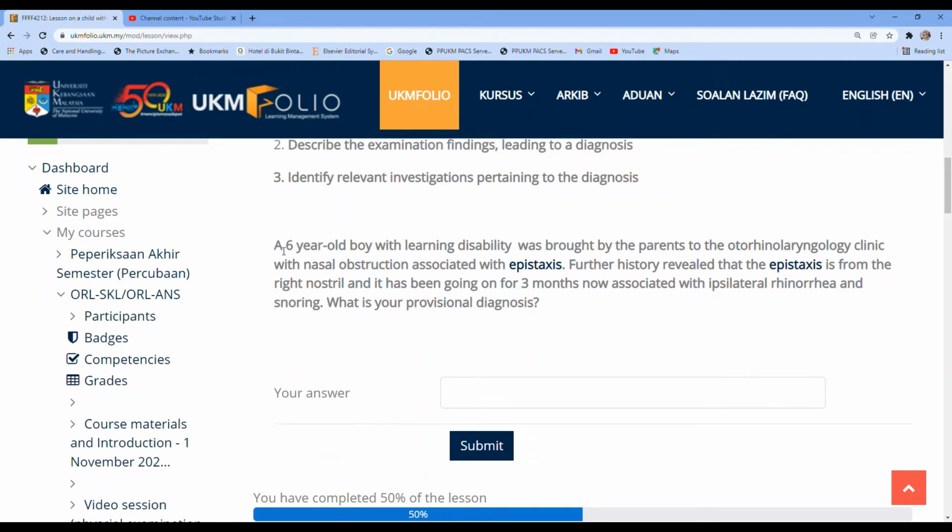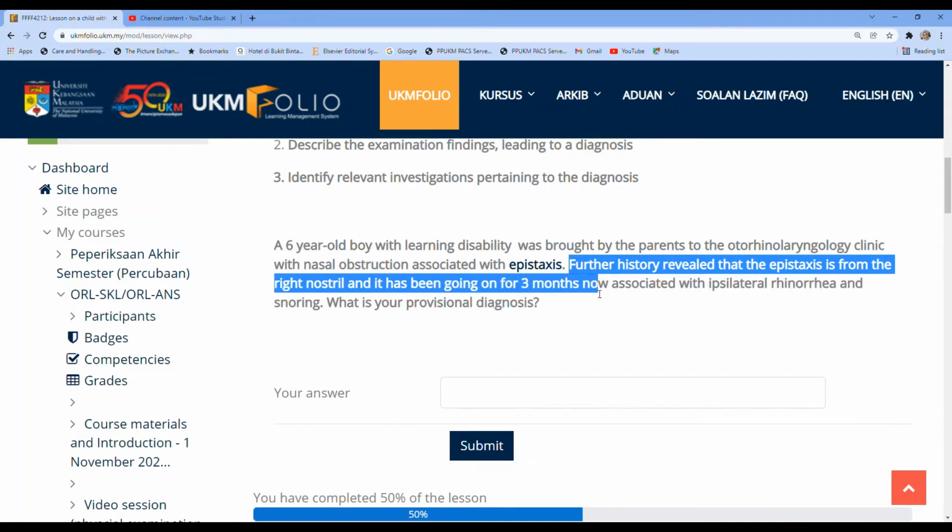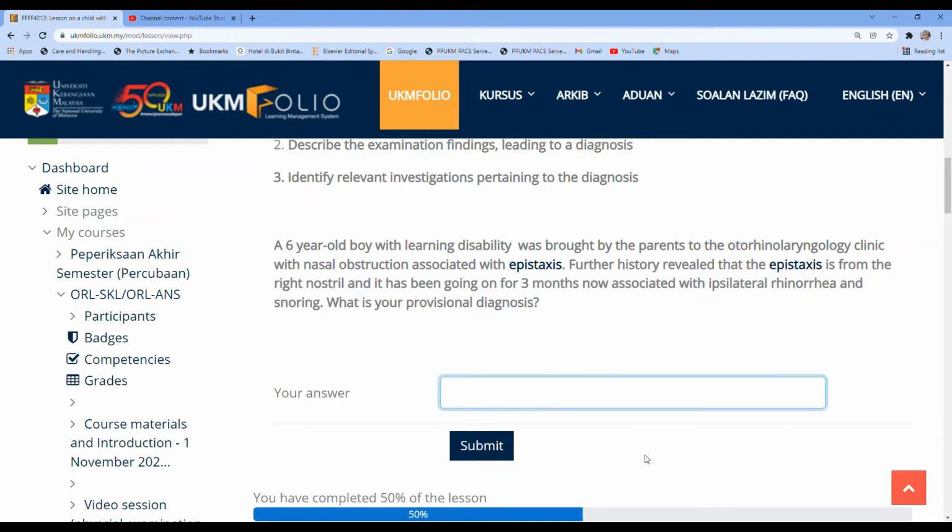So now you can see here that the scenario is building up from the information given in the earlier questions. For example, this scenario says that the patient is complaining of nasal obstruction and epistaxis, and further history revealed that the epistaxis is from the right nostril and has been going on for 3 months now, associated with ipsilateral rhinorrhea and snoring. So, what is your provisional diagnosis? The student would give an answer here.